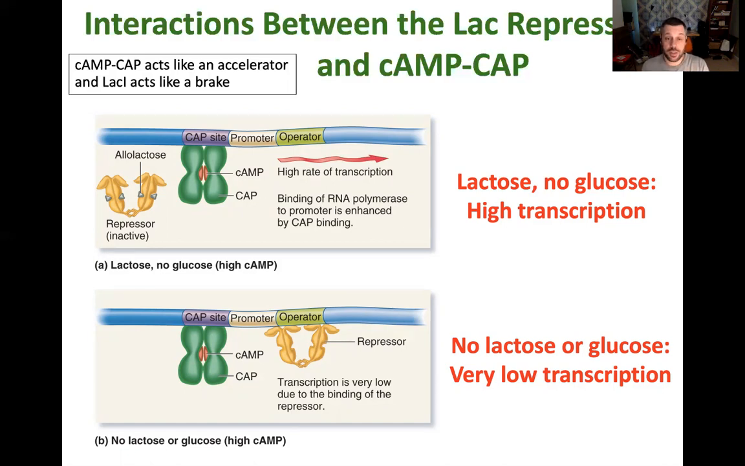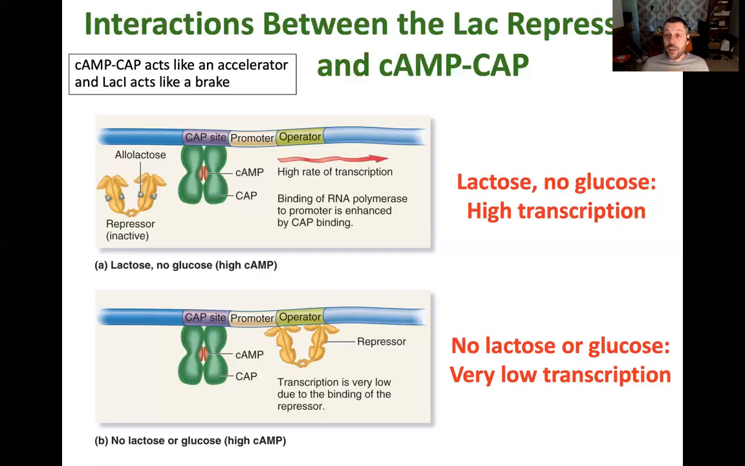Another situation the cell could find itself in is no lactose or glucose. Now, in this case, when there's no lactose around, the lac repressor is going to bind to the operator and prevent RNA polymerase from transcribing this gene. There's also no glucose around though. So cAMP-CAP levels are high and they're bound to this CAP site, but when the brake and the accelerator are on, just like when you drive a car, it doesn't move. And very low transcription occurs in this case too.